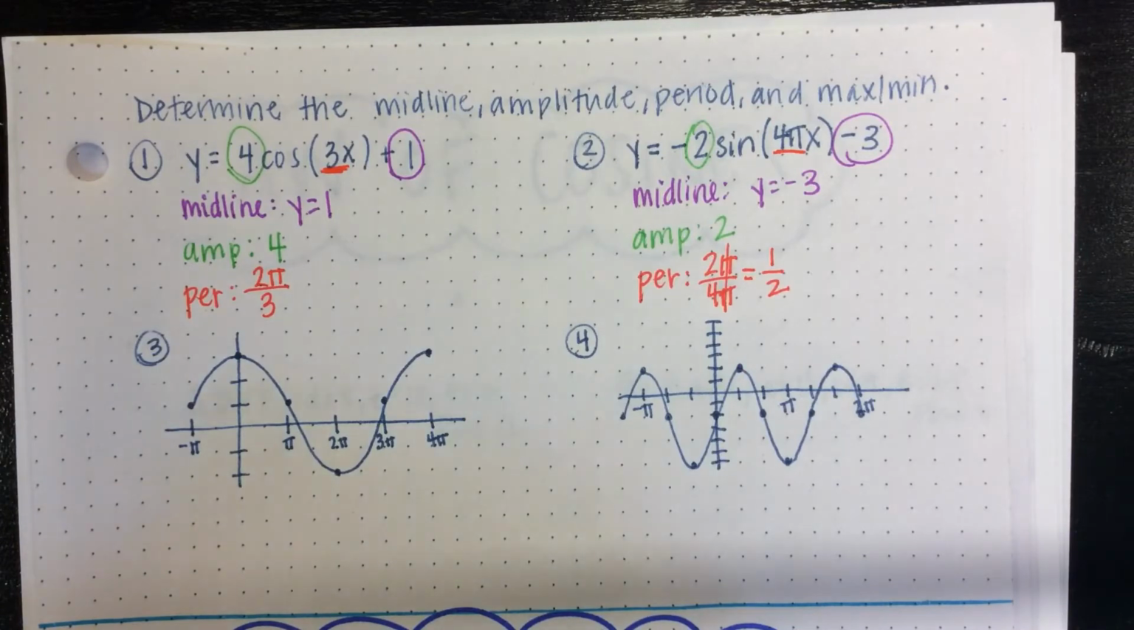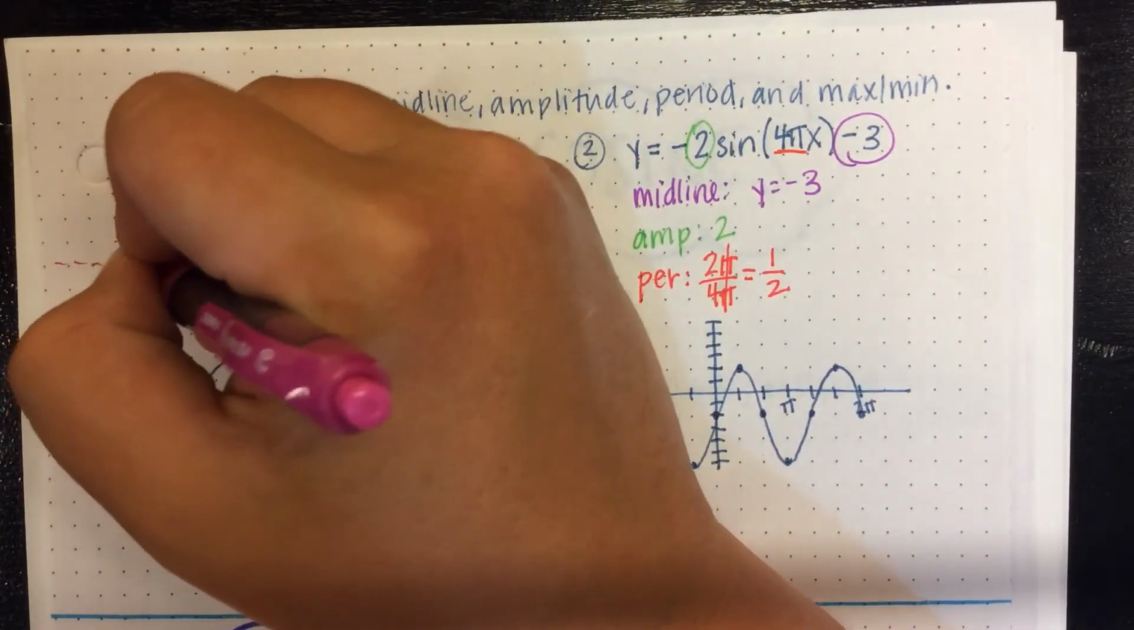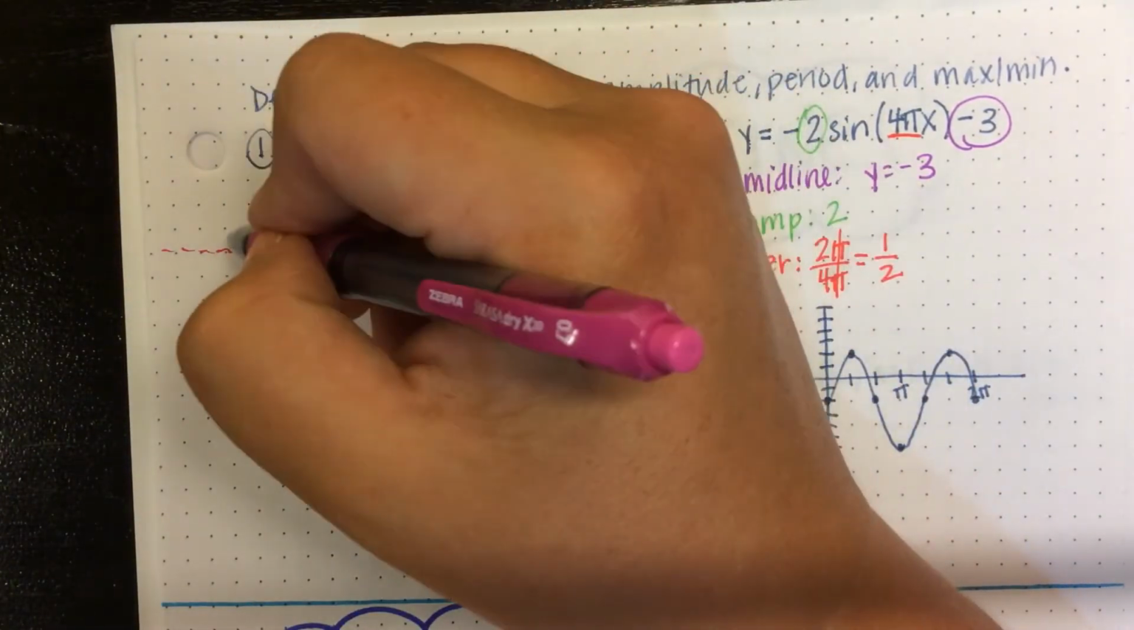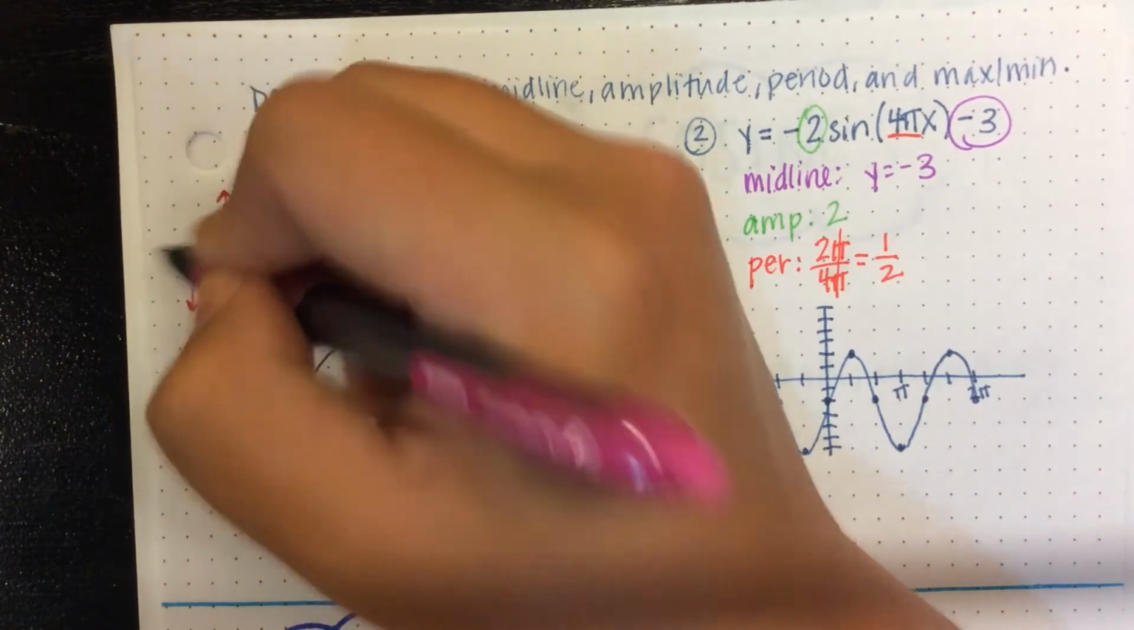Okay, to find the max and the min values, right? So my midline's at 1. So you can imagine you're at 1. And then my amplitude is 4. So that means I'm going to go up 4 at some point, and then I'm also going to go down 4 at some point.